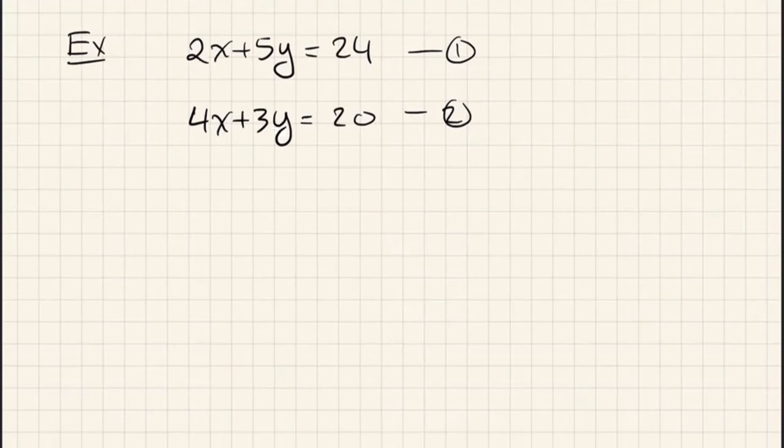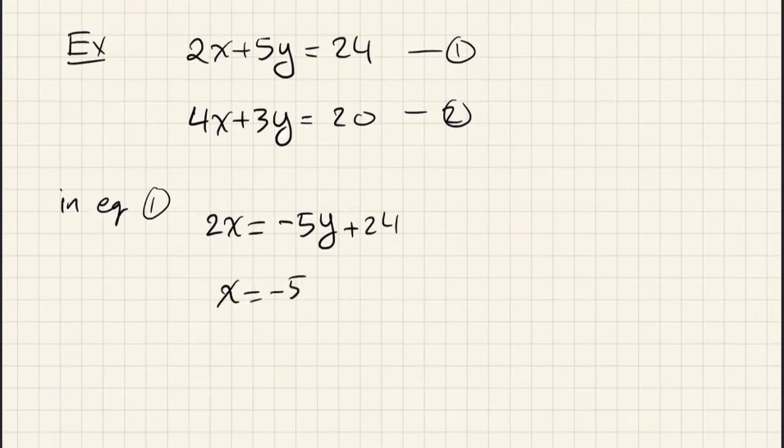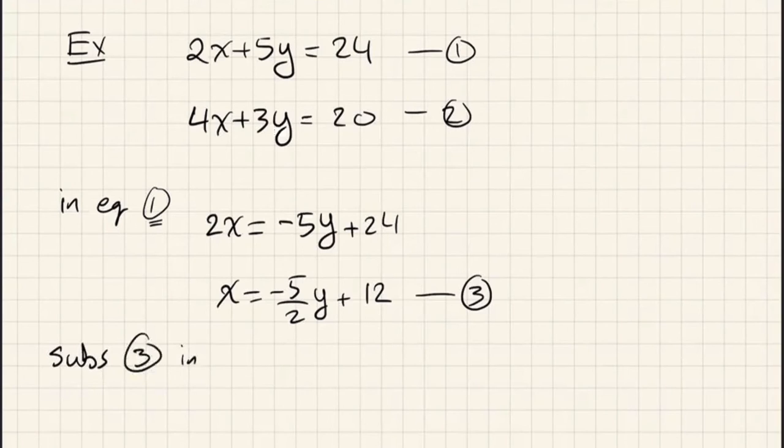I will take number 2 and make x the subject of the formula. Or number 1, let us go for 1. I will make x the subject of the formula from 1. So in equation 1, for x, you shift the y term, so negative 5y plus 24. Then divide by 2, so x equals negative 5 over 2 y plus 24 over 2, which means 12. This is number 3. I got number 3 from number 1. Then I have to substitute 3 in 2.